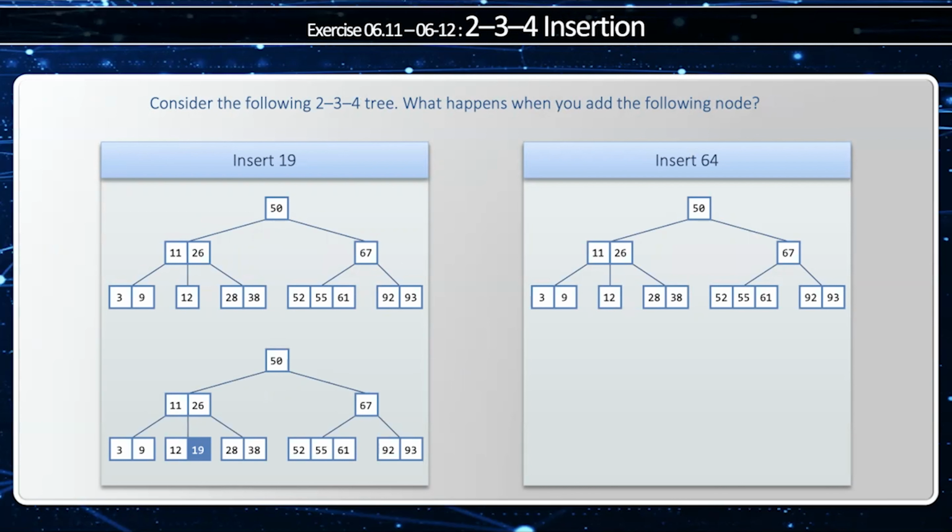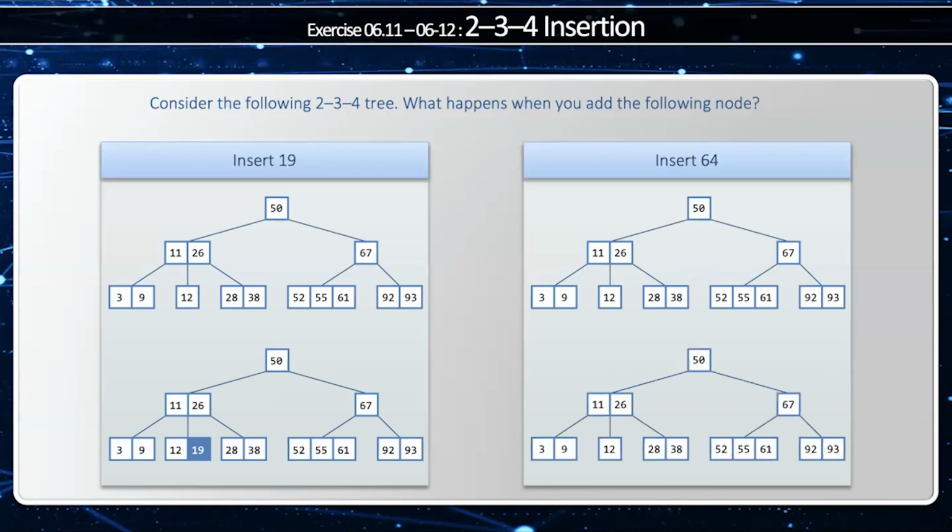What happens when I add 64? Well, 64 is greater than 50, so I go right. It's less than 67, so I go left. So I need to put it in the 52, 55, and 61 node. Well, I can't because it's full. So therefore, I've got to split that node into 2. So 55 will go up to join 67, and then I will add 64.